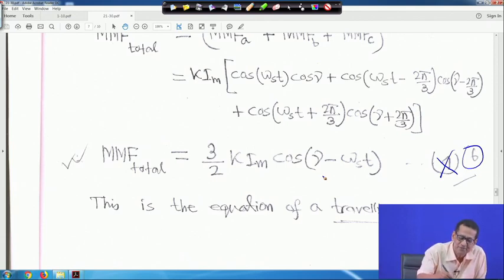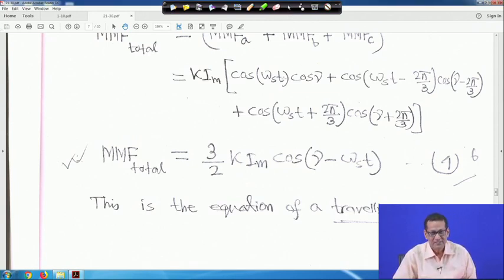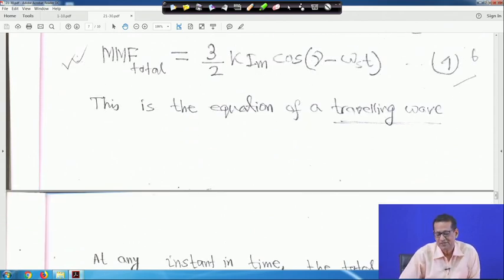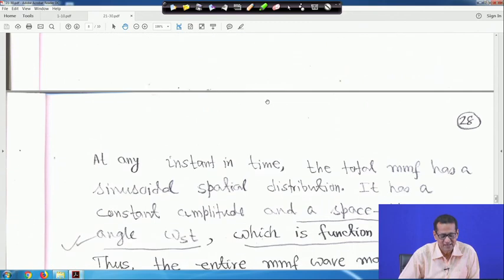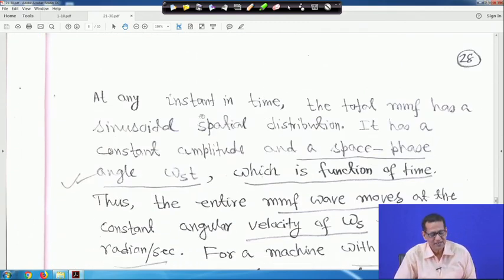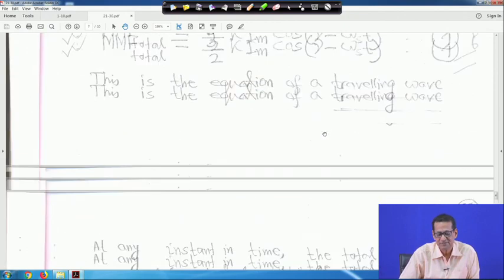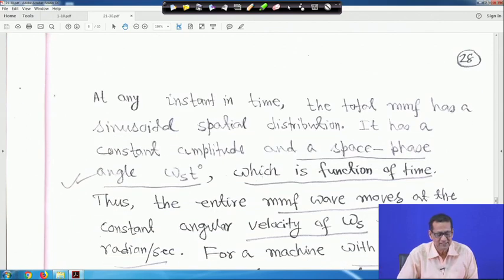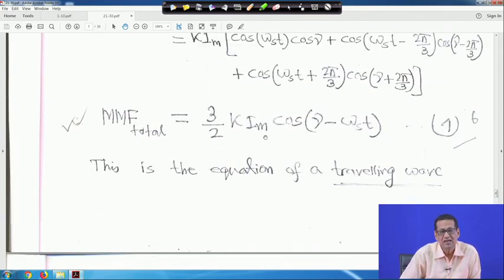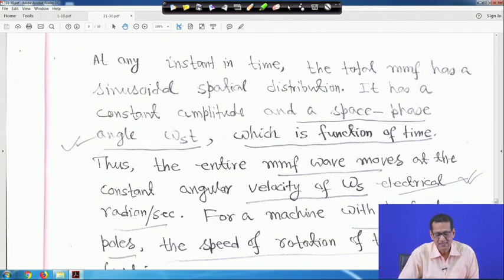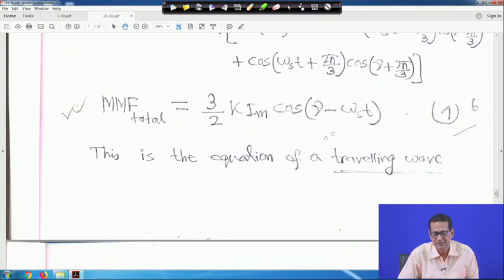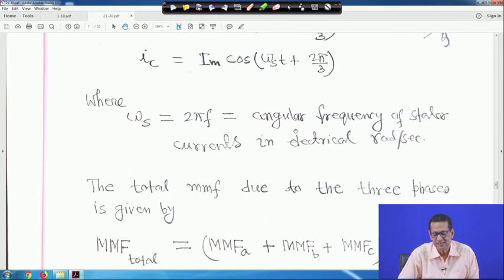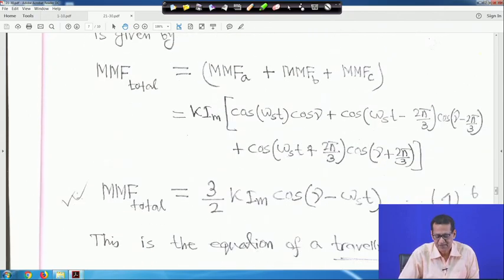Therefore, this is the equation of a travelling wave, which you have studied in the power system course. At any instant in time the total MMF has a sinusoidal spatial distribution, basically a function of cosine. It has a constant amplitude, 3 by 2 k Im, and a space phase angle omega s t. Here omega s is the angular frequency, 2 pi f, of stator currents in electrical radian per second.